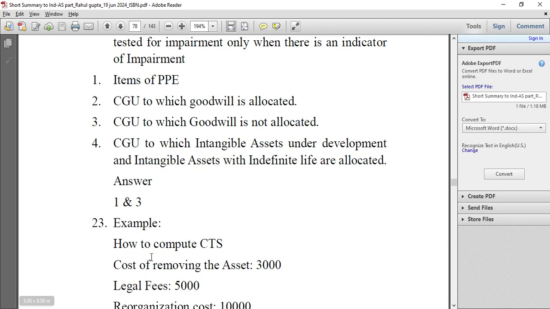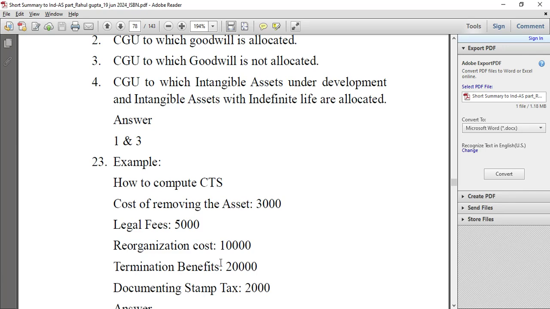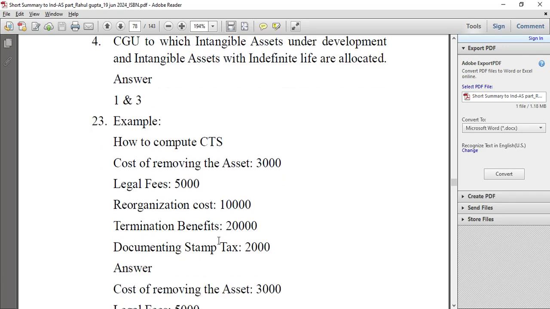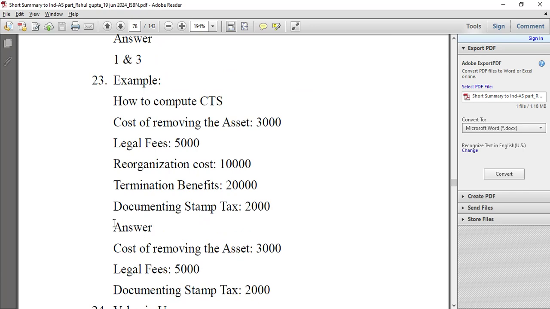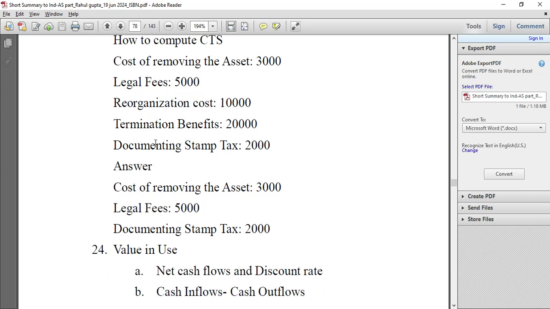Example, how to compute cost to sell. Cost of removing the asset 3,000, legal fees 5,000, reorganization cost 10,000, termination benefits 20,000, documenting stamp tax 2,000. Answer: cost of removing the asset, 3,000, has to be included in cost to sell. Legal fees of rupees 5,000 are to be included, and documenting stamp tax is to be included. Reorganization cost and termination benefits are not to be included in cost to sell.